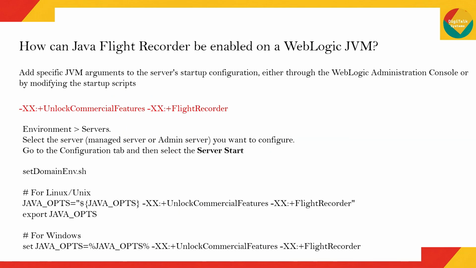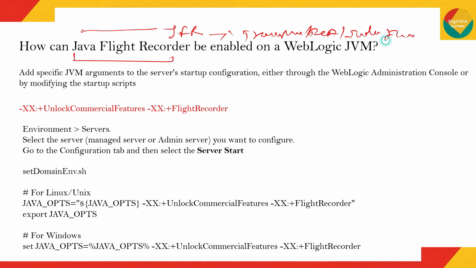How can Java Flight Recorder be enabled on a WebLogic JVM? Java Flight Recorder, JFR, is a functionality that is used during troubleshooting, RCAs, or incident handling. It is a tool which records the current statistics of your JVM: what is the status of your JVM at a particular moment when you are running the flight recorder? It creates a JFR file which contains a snapshot of your JVM: the total number of threads, the heap utilization, the total number of stuck threads, hogging threads, and multiple other statistics of your JVM.